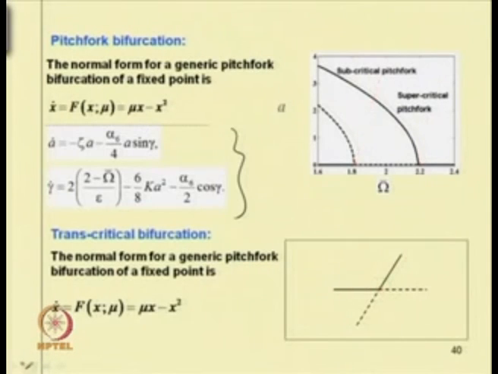So, these are pitchfork bifurcations. This is one pitchfork bifurcation, and this is another. We have the subcritical pitchfork bifurcation and the supercritical pitchfork bifurcation. At this point, from a stable branch we have a stable branch, so this is supercritical pitchfork, and here from a stable branch we have an unstable branch, so this is a subcritical pitchfork bifurcation.